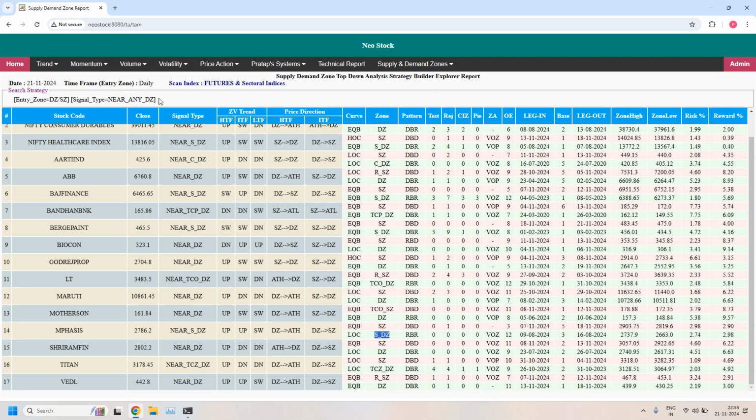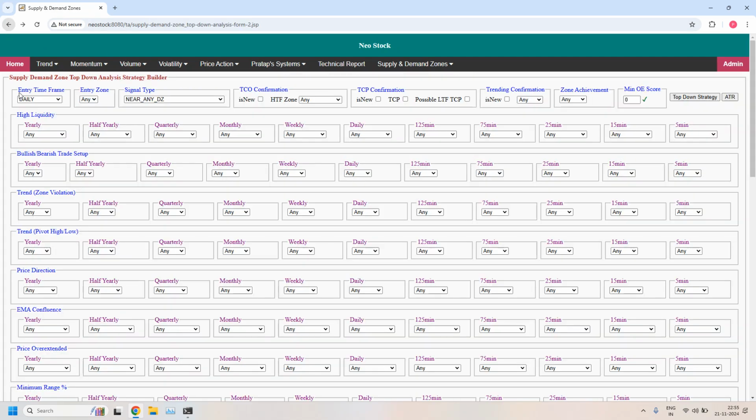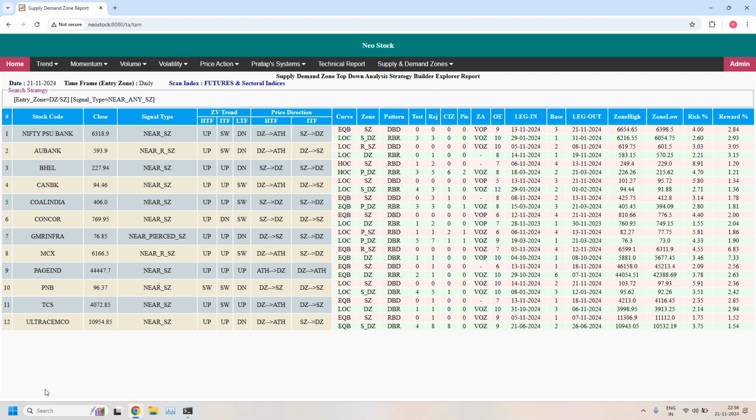Okay, next, daily time frame. Let's find the stocks near daily supply zone. 12 stocks are filtered. So let's identify high liquidity daily supply zones from this list. AU Bank is having a daily high liquidity supply zone. MCX is having a daily high liquidity supply zone. That's it. We have two daily high liquidity supply zones from this list.